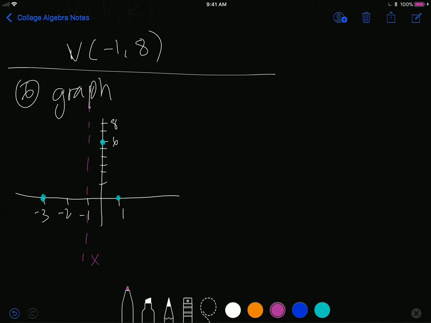Again, you write the axis of symmetry as a line, so write it as x equals negative 1. And then the vertex was at (negative 1, 8), right about here. The graph opens downwards, and so the graph of the function would look like this.